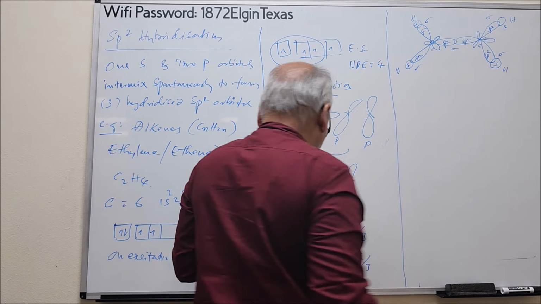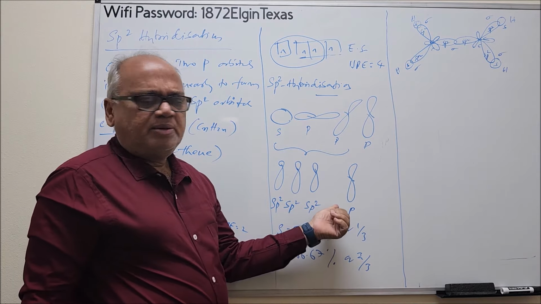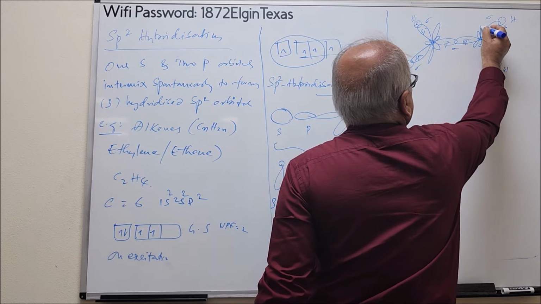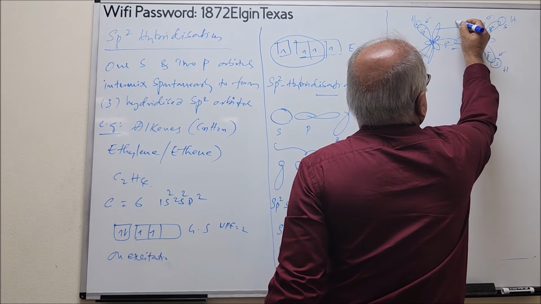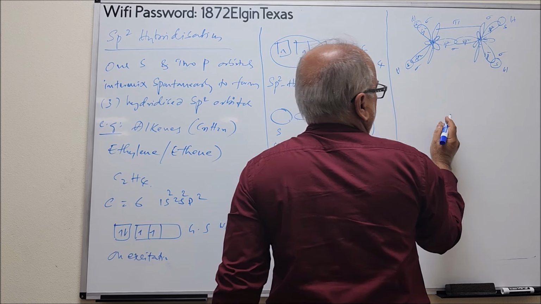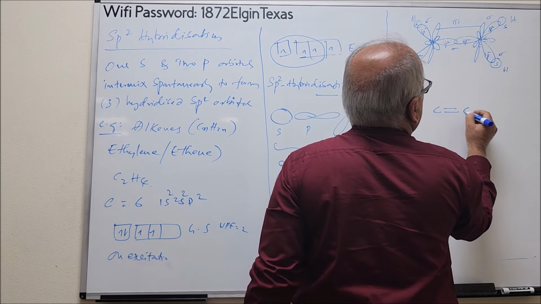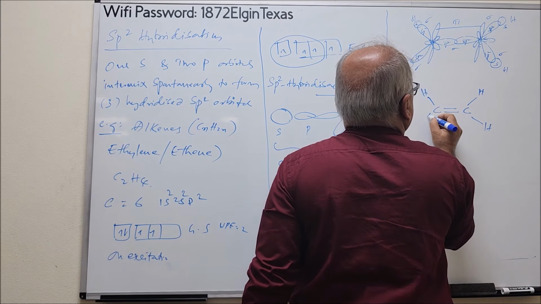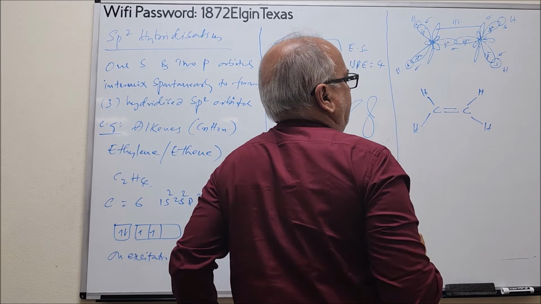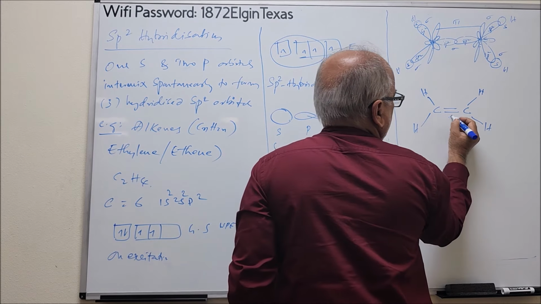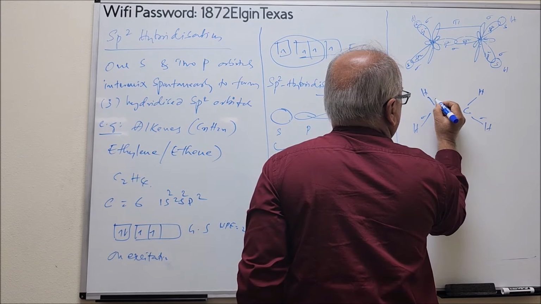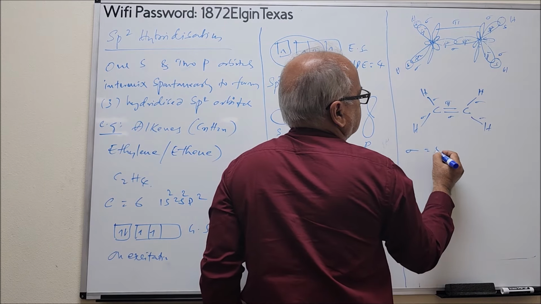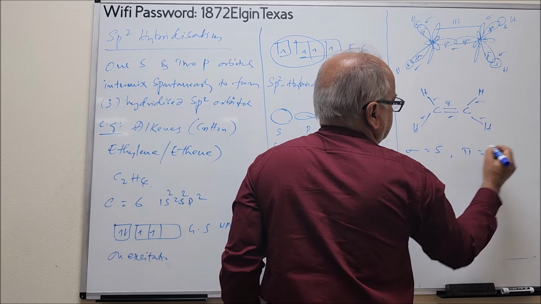In every carbon atom there are unhybridized p orbitals. They will overlap laterally to form a pi bond. If we show the structural formula, we can write it like this: 1 sigma, 1 sigma, 1 sigma, 1 sigma, 1 sigma and 1 pi bond. So sigma bonds are 5, pi bond is 1.